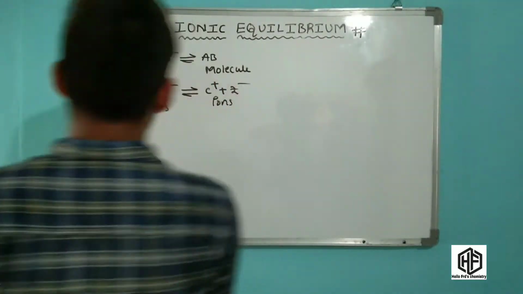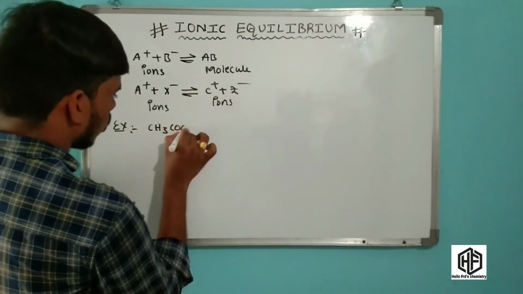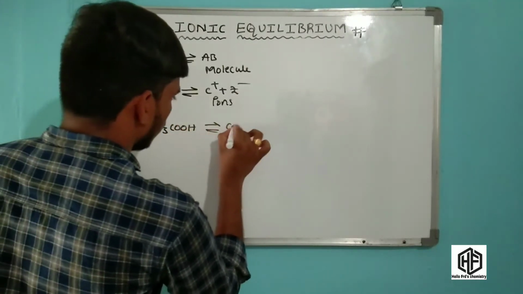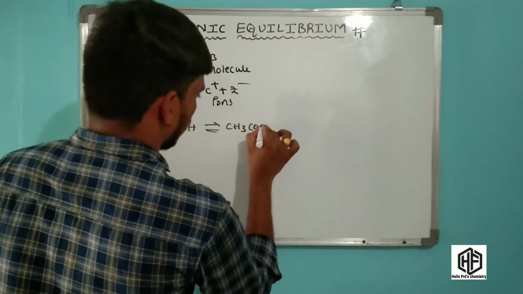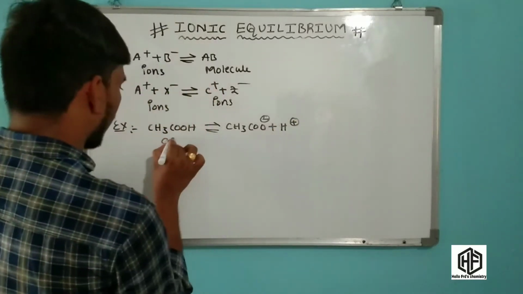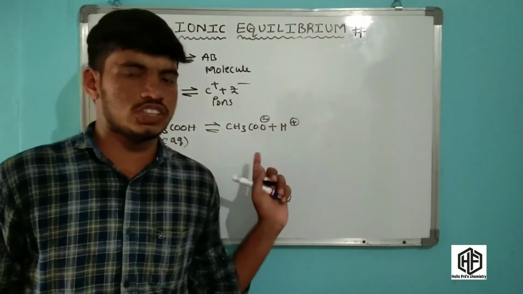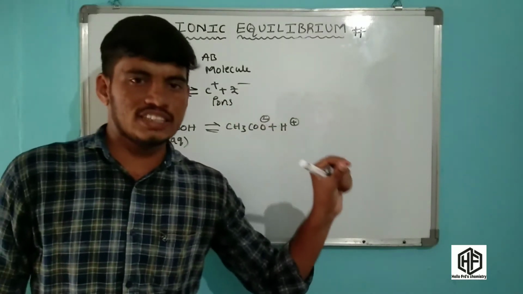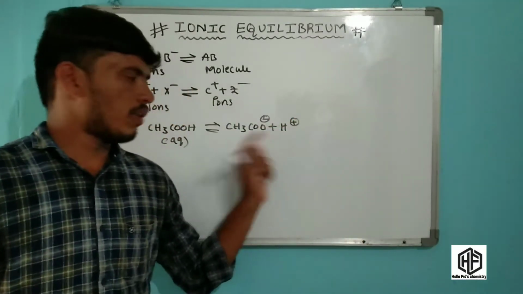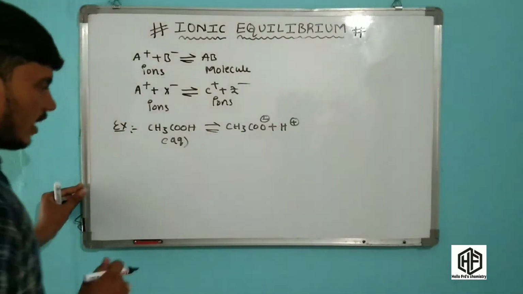Now one more example is acetic acid. CH3COOH gives CH3COO minus plus H plus. In aqueous solution, what happens there? Acetic acid dissociates to form CH3COO minus plus H plus. This is called an example of ionic equilibrium.